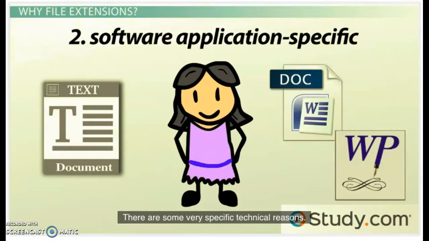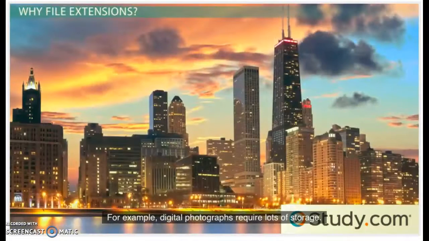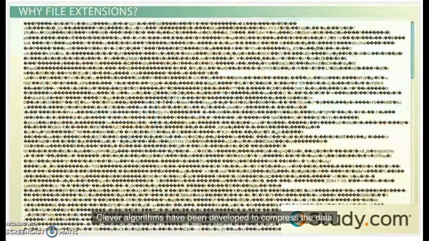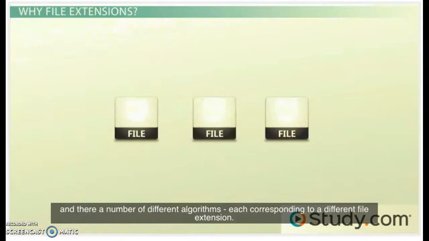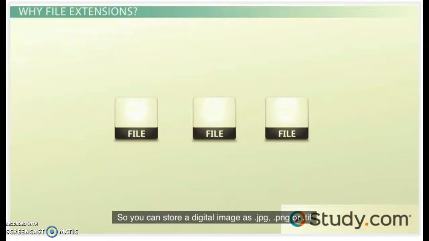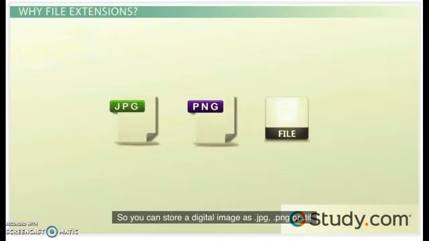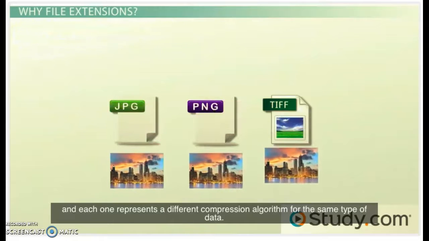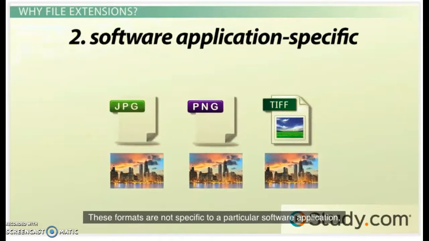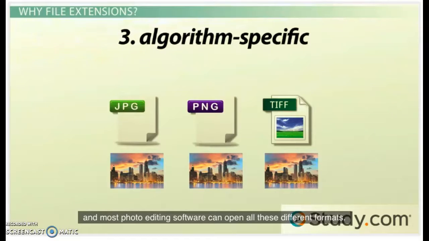There are some very specific technical reasons for this. For example, digital photographs require lots of storage. Clever algorithms have been developed to compress the data, and there are a number of different algorithms, each corresponding to a different file extension. So you can store a digital image as a .jpg, .png, or .tif, and each one represents a different compression algorithm for the same type of data. These formats are not specific to a particular software program, and most photo editing software can open all these different formats. File extensions can therefore be algorithm specific.